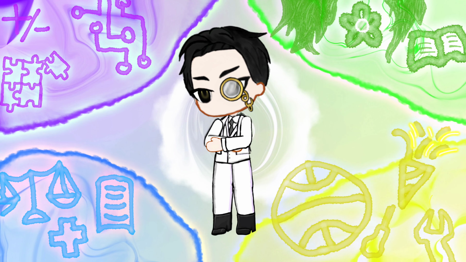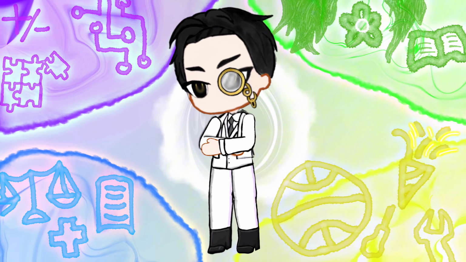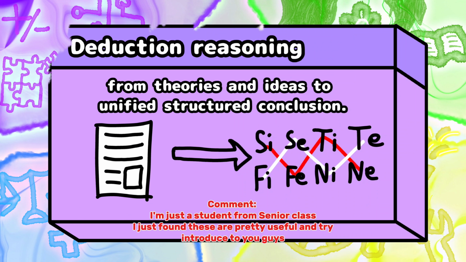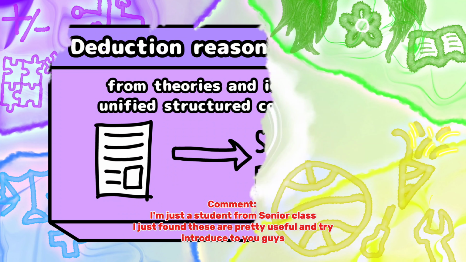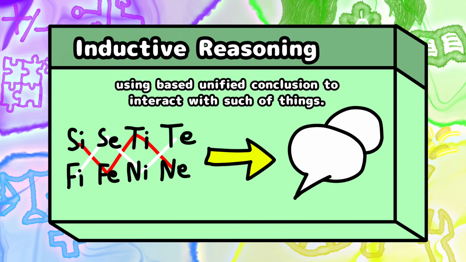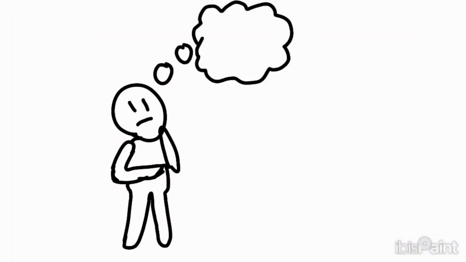By this understanding of our cognitive functions, you will also need to have inductive reasoning and deductive reasoning. Deductive reasoning is from theories and ideas to a unified structured conclusion, while inductive reasoning is all about using basic unified conclusions to interact with such things. Deductive reasoning: from ideas to unique conclusion.